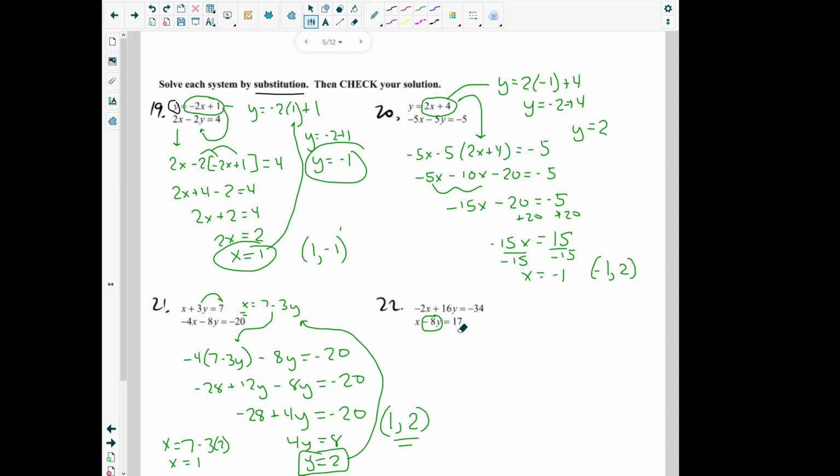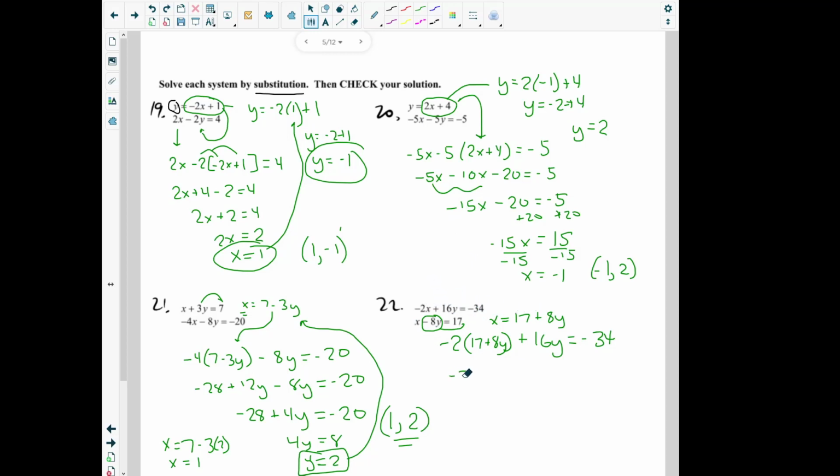Here, we're going to get x by itself again at the bottom. This is the easiest one. So I'm going to add 8y to both sides. So I'm going to take the top equation and replace x with a parentheses. And now I'm going to use the bottom equation. I'm going to move this over here. So I'm going to get x equals 17 plus 8y. And so that's what I'm going to plug in here, 17 plus 8y, because that's what x is equal to. And then I'll solve for y. So this one's a little different in that I isolated x from the second equation, and then I plug that x value into the x of the first equation.